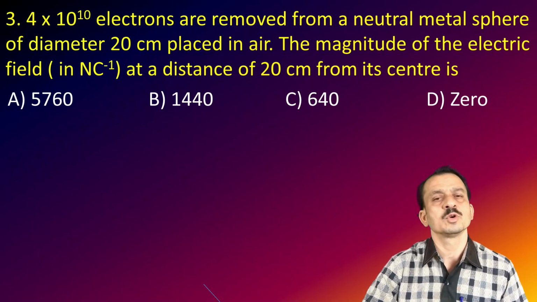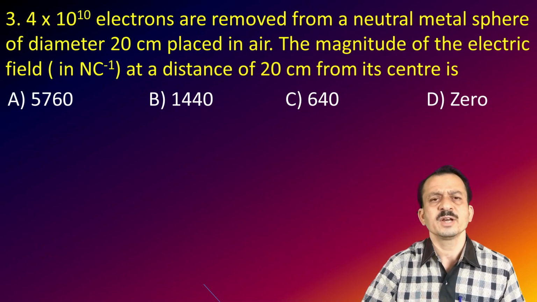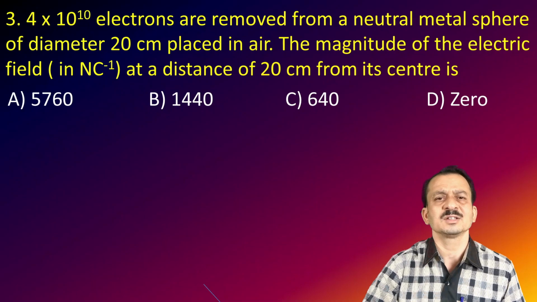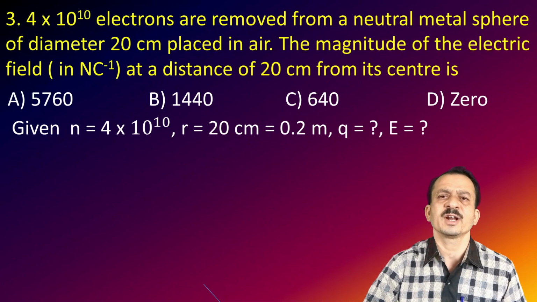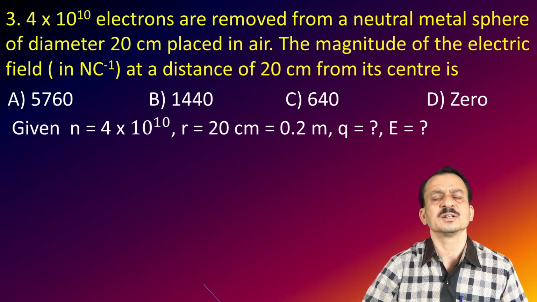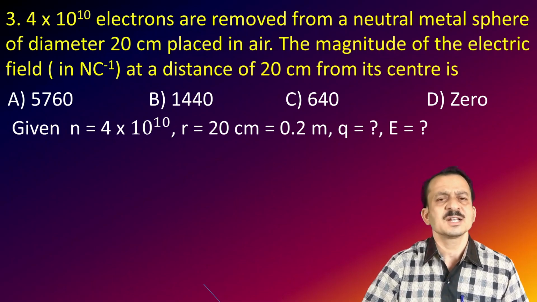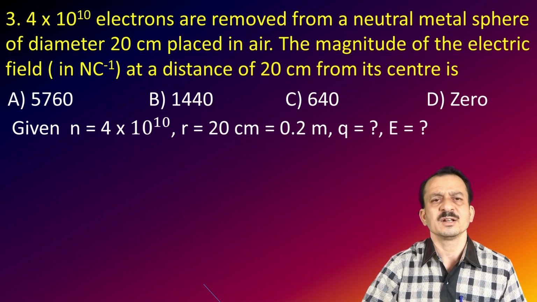Since electrons are removed, obviously that metal sphere becomes positively charged. Now here we have to calculate how much charge is removed with the electrons. The number of electrons is given as 4 into 10 to the power of 10. The distance is given, it is 20 centimeter. If I write it in meter, it is 0.2 meter. First we have to calculate the total positive charge acquired by the sphere by removing the electrons. We know that the charge of an electron is 1.6 into 10 raised to minus 19.